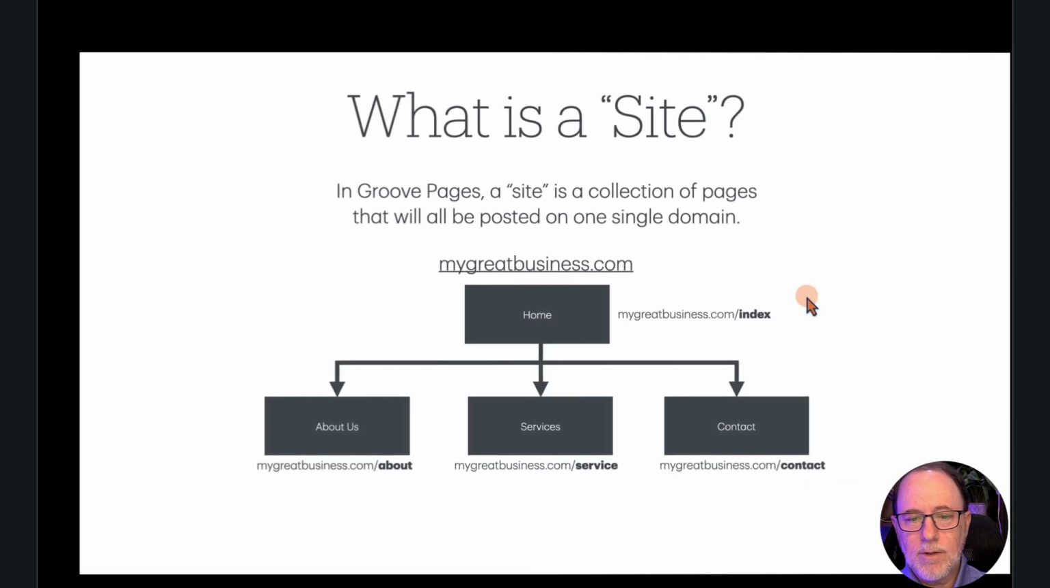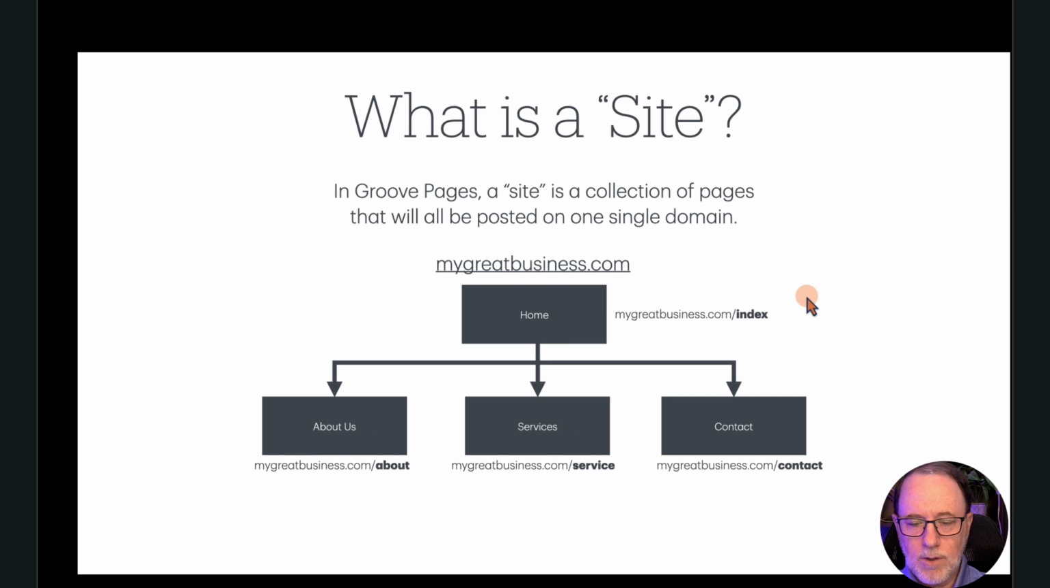Let's go take another look at what the website would look like in this example. So again, you have a collection of pages that will all be posted on one single domain. So mygreatbusiness.com, and the home page is going to be mygreatbusiness.com/index. Now we'll talk about this a little bit later, but we don't really have control over whether that says index or not. The home page, the first page, is the default page if somebody goes to your domain. But it is one of the pages in the site.